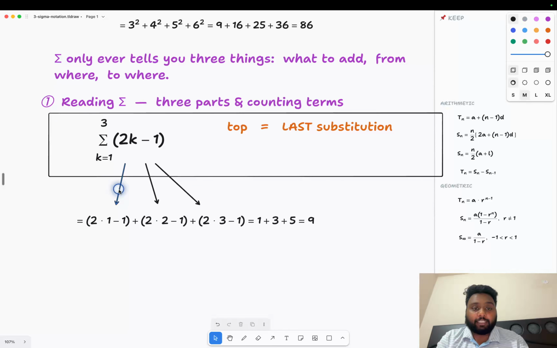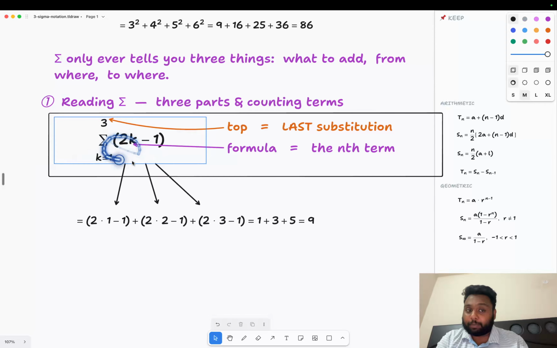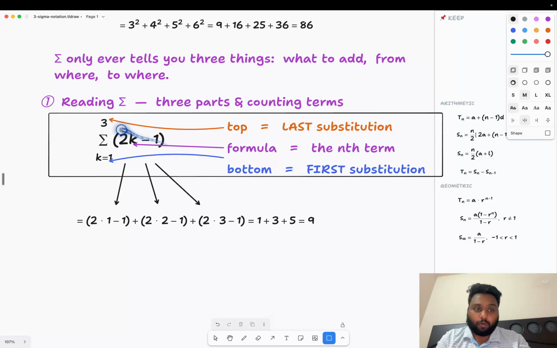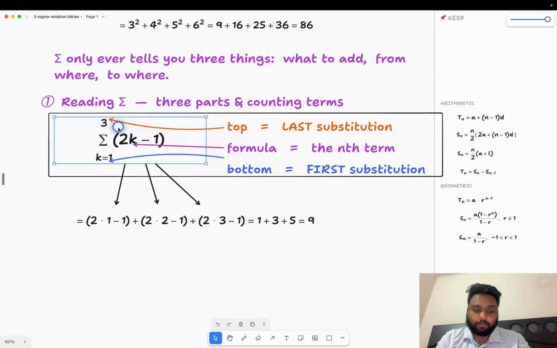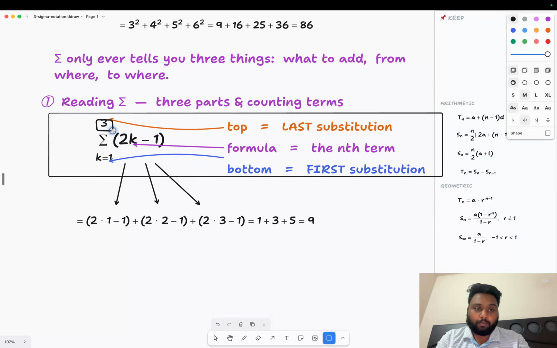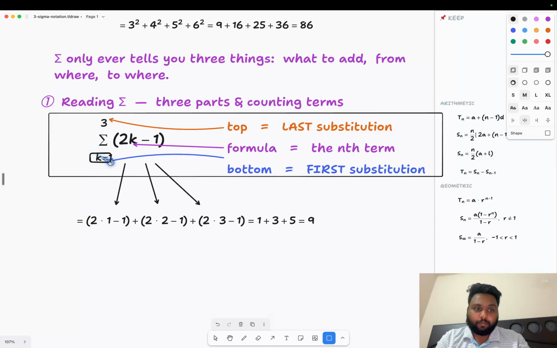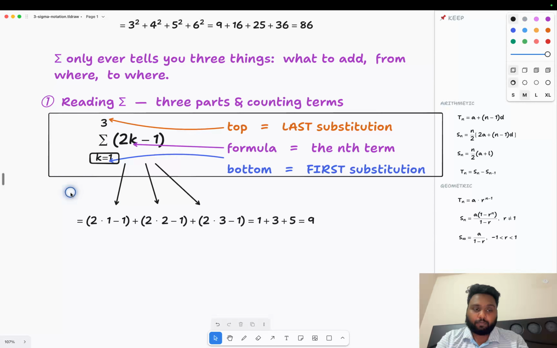So how do we read this again? The top number is going to be our last substitution. The formula is the generalized formula for the end term, which is represented here. And then we have the bottom term, the first substitution. So here is your generalized formula, here is your top term, and here is your bottom term. These are the three places where you will have values.